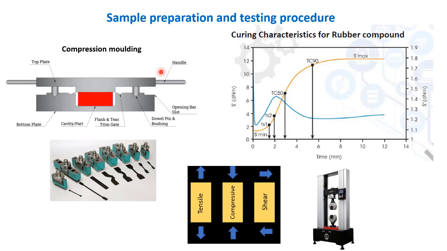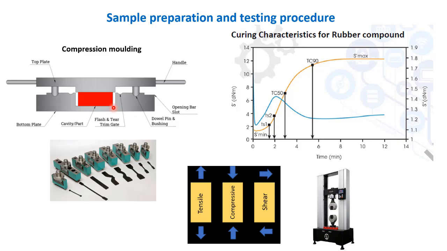Physical testing has a wide range of tests, but first we need to prepare a sample for that. So how to prepare the sample? The common technique is compression molding. So what happens in compression molding? We have a die here, and the material is kept inside the cavity of the other die. This is the moving die, and this is a stationary die. The lower one is the stationary die, and the upper one is the moving die.